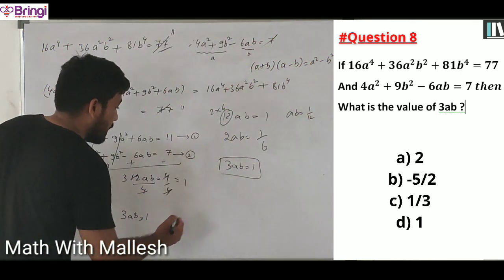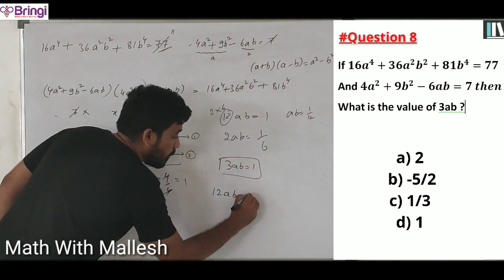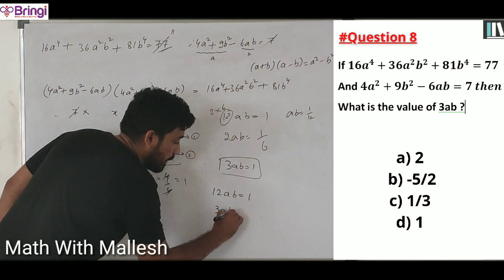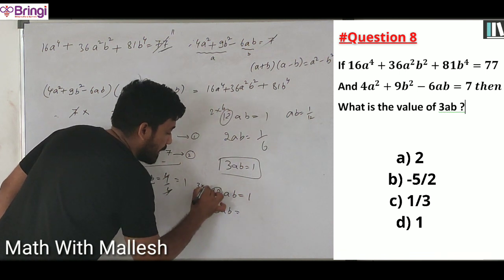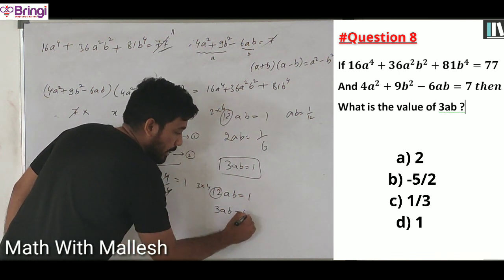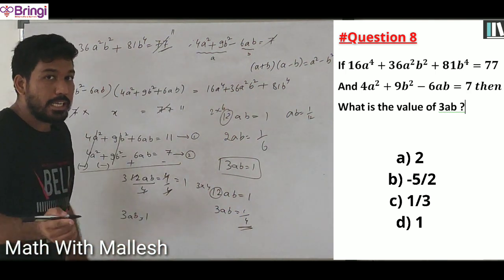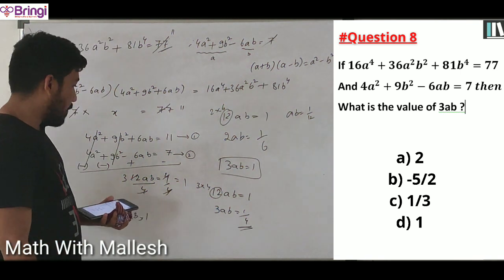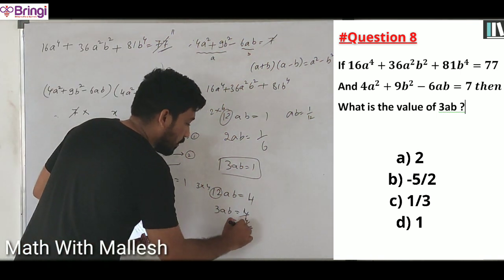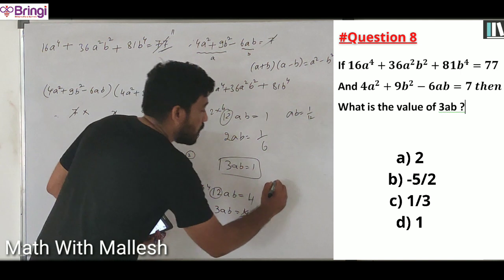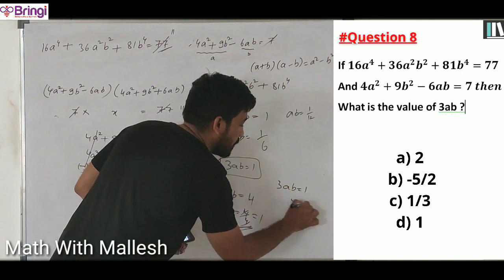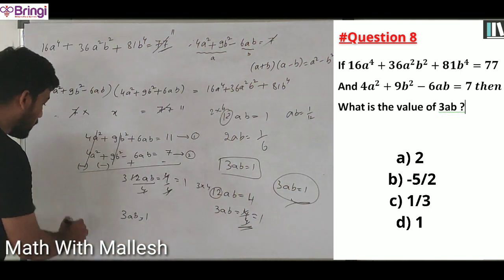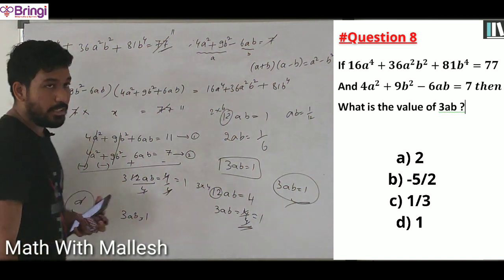But now what they are asking you, 12ab is equal to 1 and they are asking you 3ab. This is nothing but 3 times of 4. Keep 3 here, 4 send this side. So 3ab is equal to 1 upon 4. Actually this is 4, so the 4 is going to get cancelled. So 3ab is equal to 1. So which option? Option D is our answer for this question.